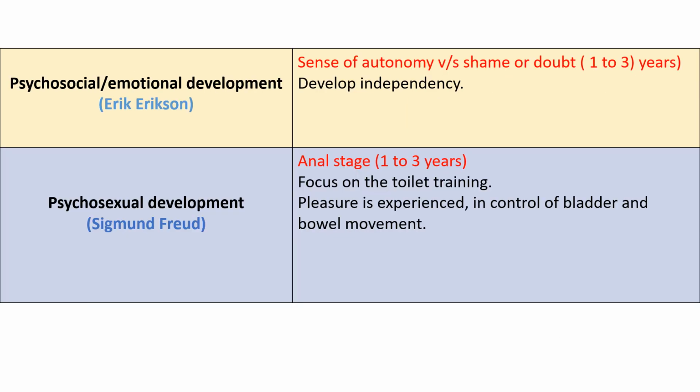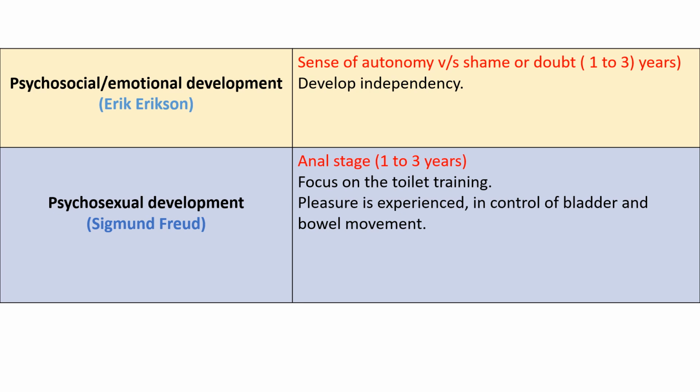Now social or emotional development by Erik Erikson. It is a sense of autonomy versus doubt and shame in the age group of a toddler. Autonomy means the child develops independence. If you go to a toddler, you can see they will be feeding by themselves. They will be dressing by themselves. They like to be independent.